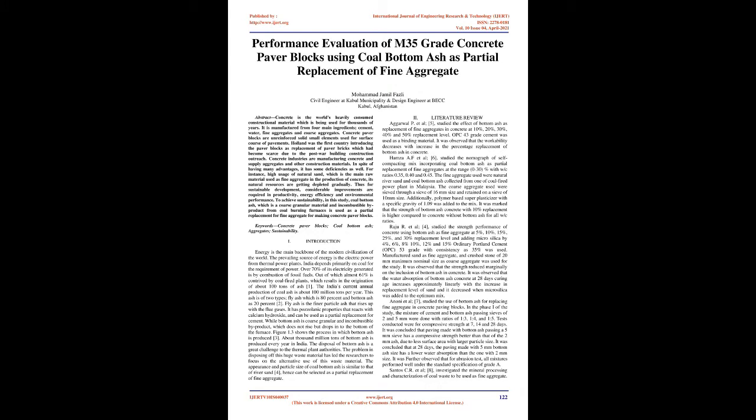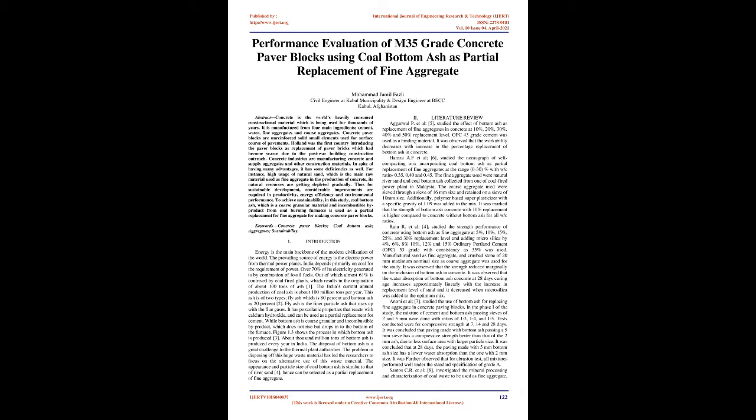2. Literature review. Agarwal et al. studied the effect of bottom ash as replacement of fine aggregate in concrete at 10%, 20%, 30%, 40%, and 50% replacement levels. OPC 43 grade cement was used as a binding material. It was observed that the workability decreases with an increase in the percentage replacement of bottom ash in concrete.